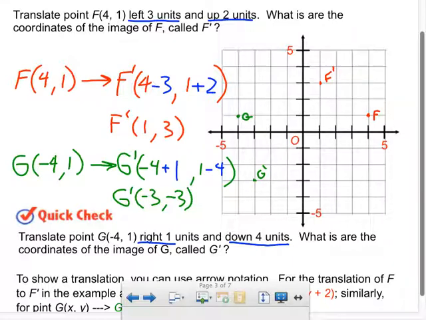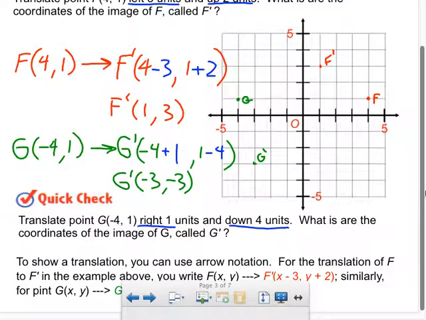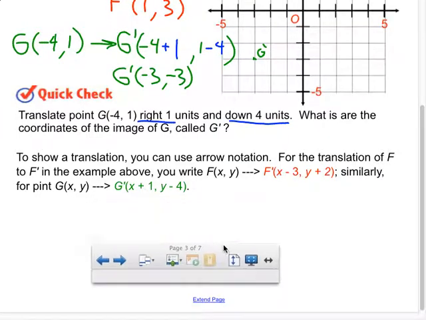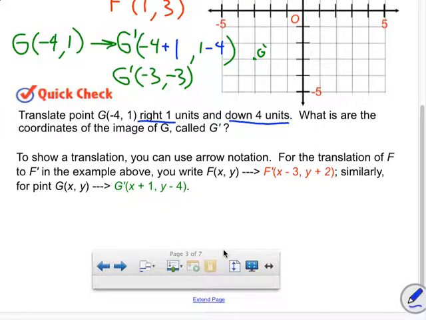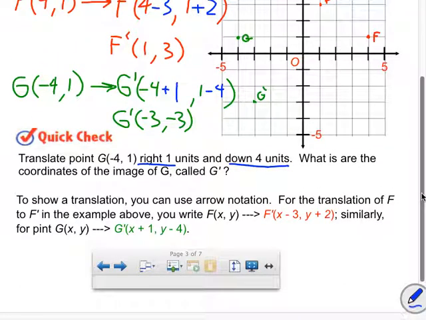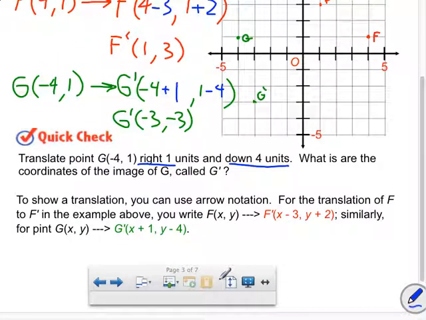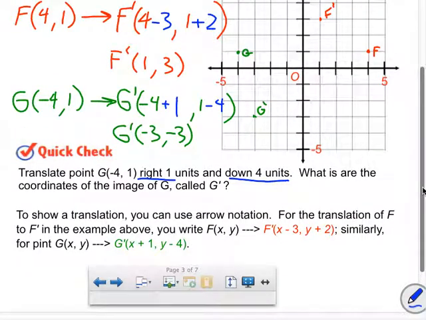Okay, so in a moment you're going to see why I wrote this with the arrow notation, because now I want to talk to you about how we write a rule using arrow notation. So if you look, notice for my first point, this describes a specific translation. For point F, I had the x coordinate -3. You see the -3 here? I had the y coordinate +2. And then for my G, G prime was x plus 1, and then y was -4. Okay, do you guys understand how we use arrow notation here?